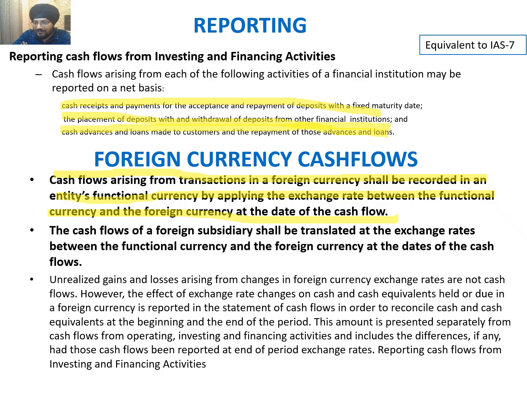But any unrealized gain or any fluctuation will be recognized in my profit and loss and will not impact my cash flow statement. The cash flow statement will be impacted only when the settlement happens, or any activity which results in the outflow or the inflow of cash. And at that point in time, any rate fluctuation will be recorded or shown separately in my cash flow statement. So we'll just quickly have a look at the example then.